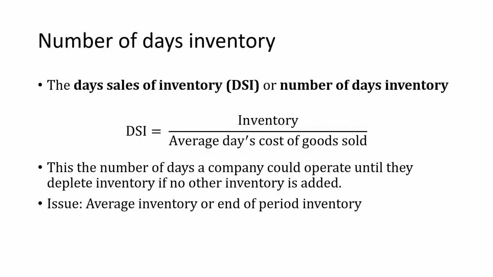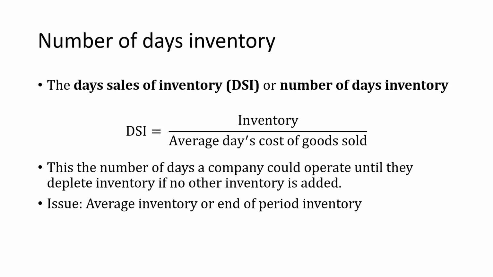So how do we calculate the number of days inventory? Well, the number of days inventory, also called days sales of inventory, you'll find several variations on the name if you start Googling this. And it's the ratio of inventory to average daily cost of goods sold. So what you would do is take the cost of goods sold and divide it by the number of days in the year. So this is the number of days the company operates until they deplete the inventory. So if the number is 30, it means that they can operate for 30 days without running out of inventory.